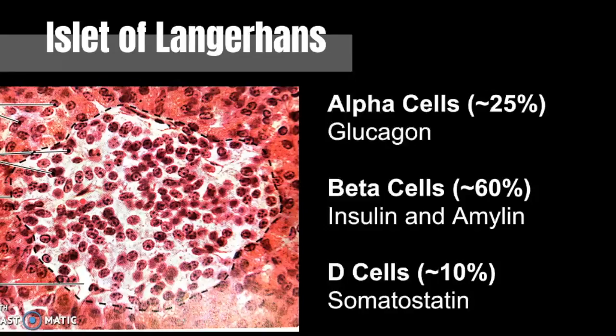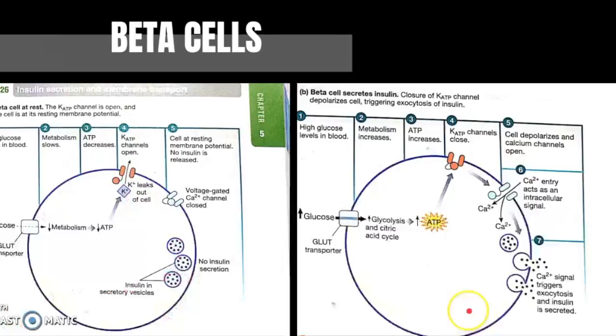These islets are just clusters of cells throughout the pancreas that are made up of alpha cells, beta cells, and D cells. The majority of them are beta cells, which are responsible for production of insulin and amylin. And then there's alpha cells, which secrete glucagon, and D cells, which secrete somatostatin. Somatostatin is actually a hormone that regulates other endocrine cells. We will focus on beta cells and alpha cells and how they relate to glucose. Beta cells we've seen before in this class, so here is just a review of them.